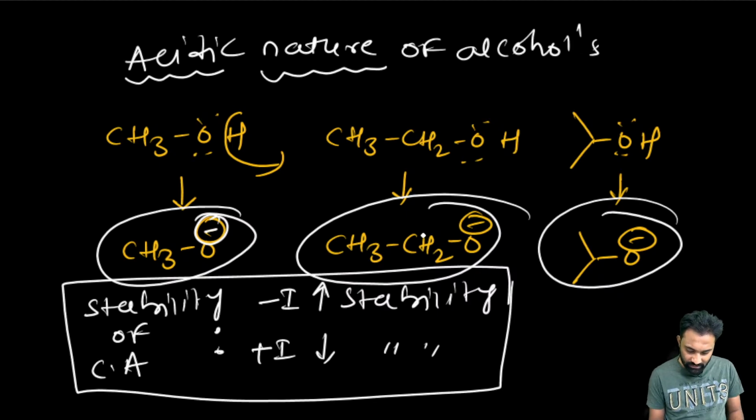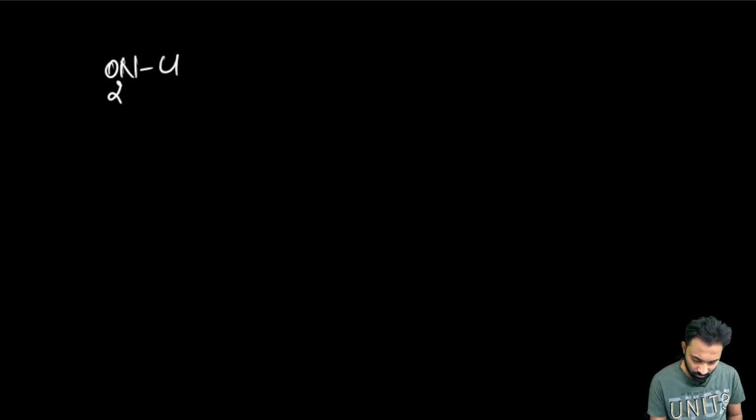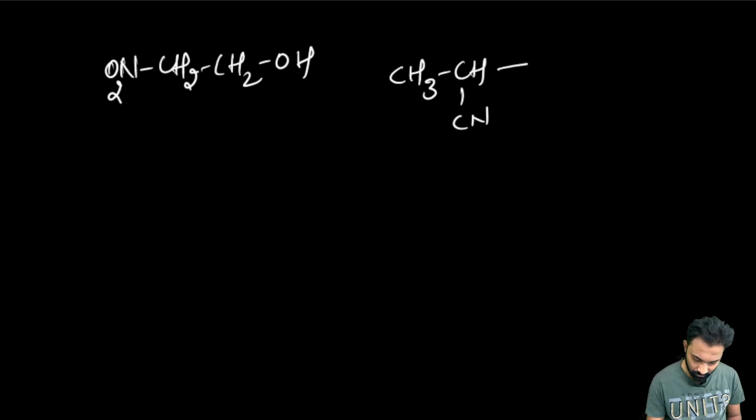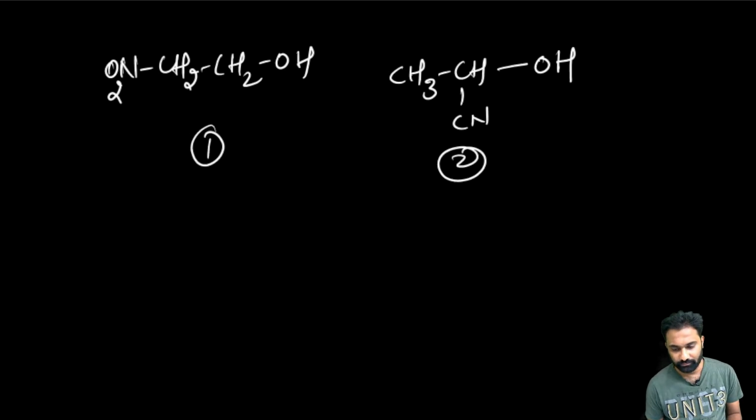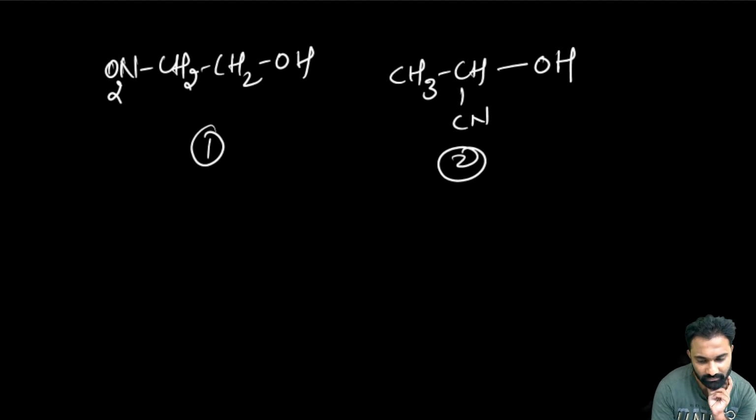Why? As the plus I groups increase, the negative charge on this oxygen will increase and it will become more destabilized. Right? Now I will write some compounds here. Now you have to tell me which is more acidic here. Among 1 and 2, which is more acidic?